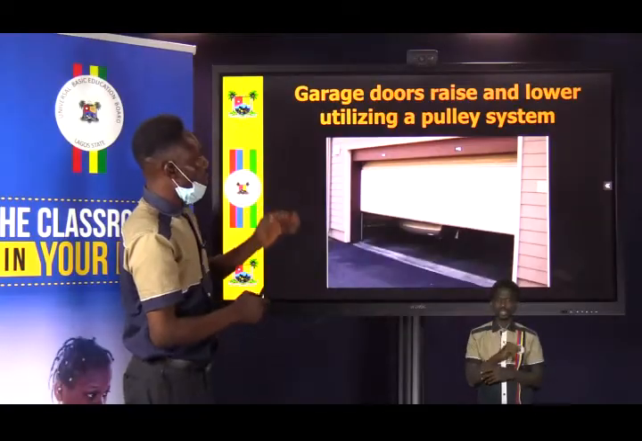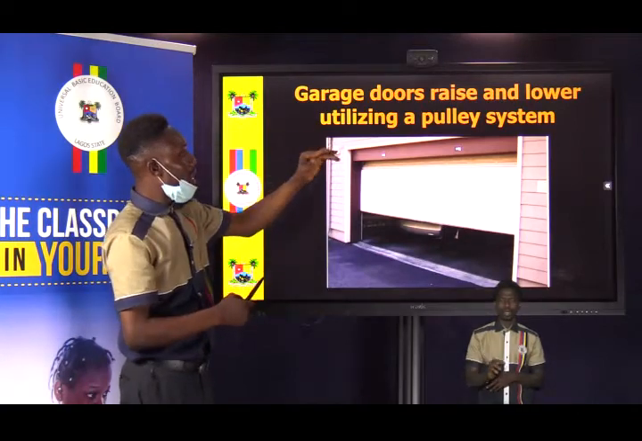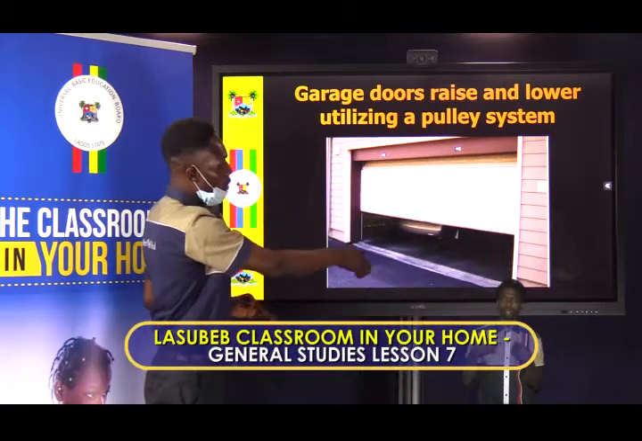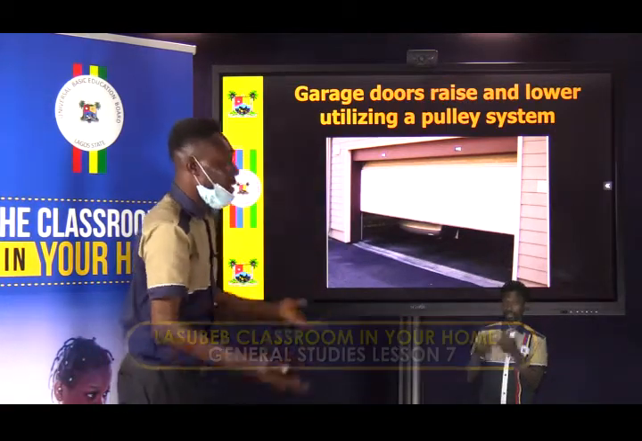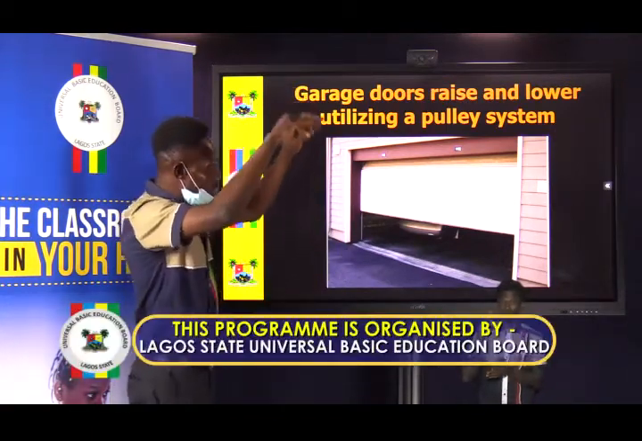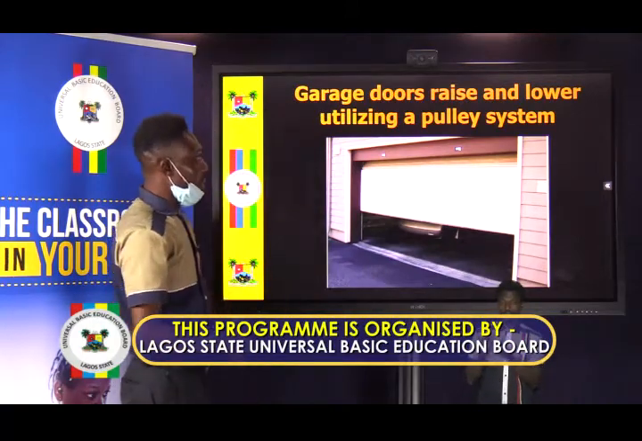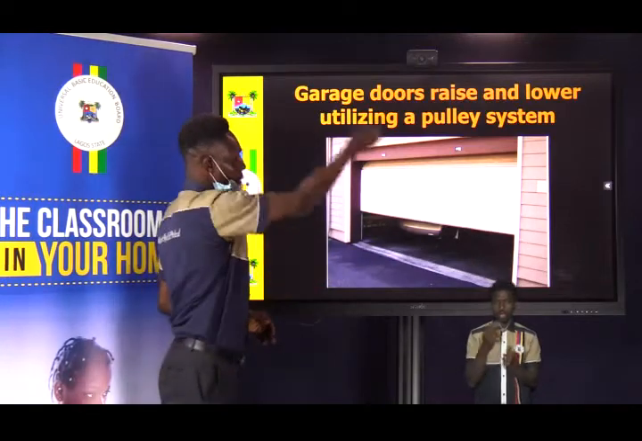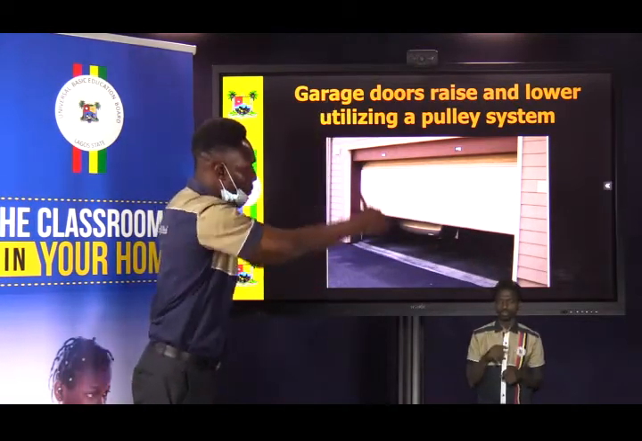Another way, garage doors raise and lower utilizing a pulley system. Have you seen this type of door before, where the door will be lifted, then if you want to close it, you pull it down? So that's with the help of pulley that is possible. So this door will be lifted, and when you want to bring it, you can pull it down again.